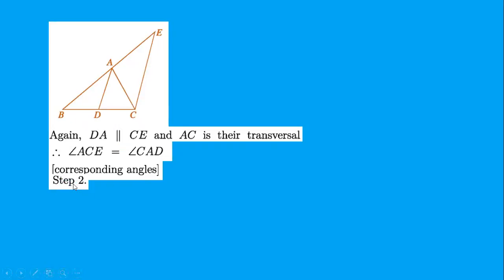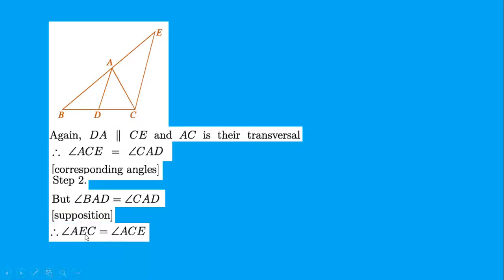Step 2. Here we can use alternate angles. BAD is equal to CAD, which follows from the supposition. Now angle AEC is equal to angle ACE, hence AE is equal to AC.